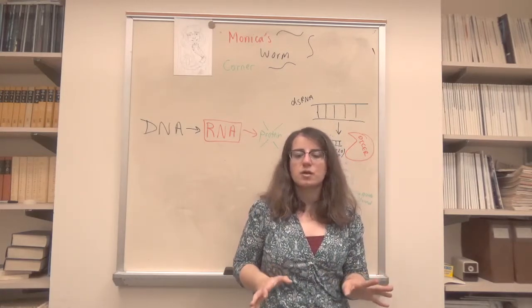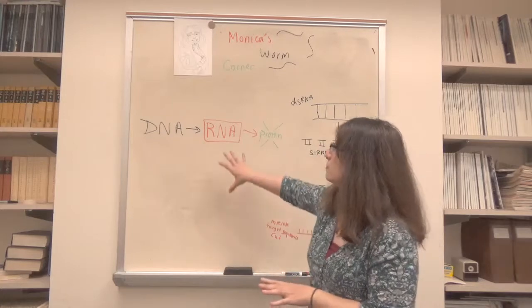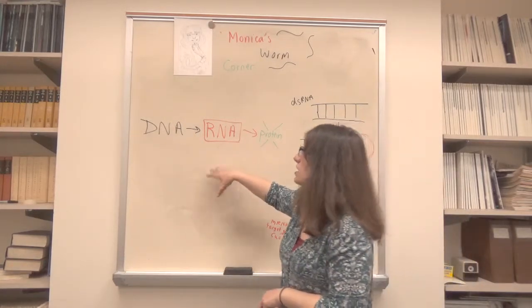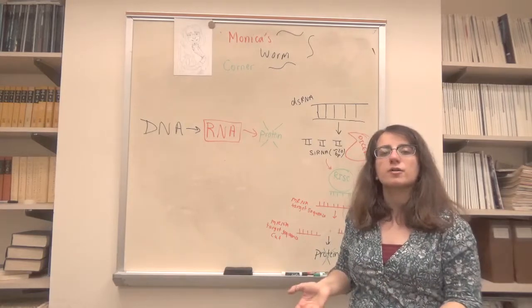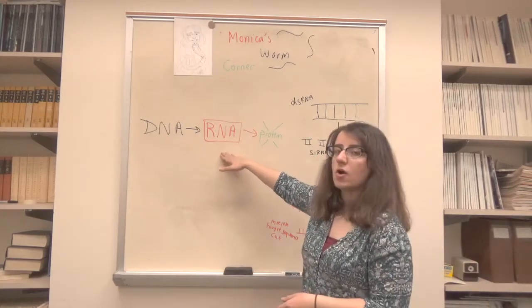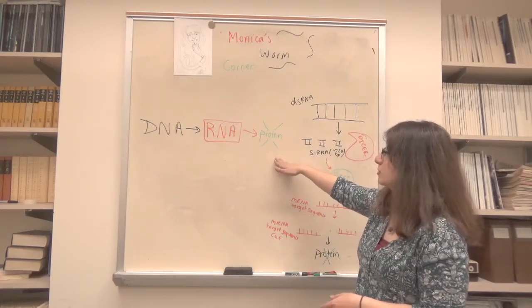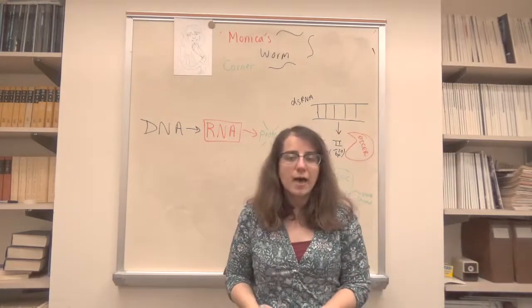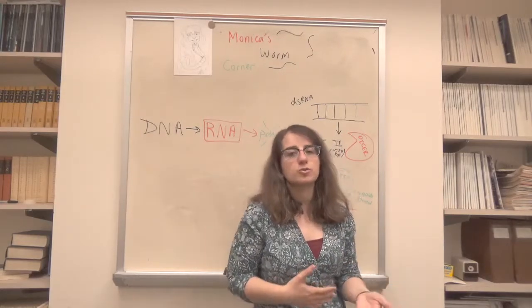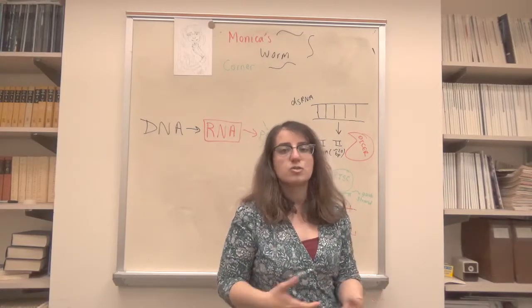And so I have drawn out the central dogma on the left-hand side of the board. And so the step that RNAi interferes with is this RNA step. And so what it does is it silences RNA so that the protein can't be produced. And so in our lab, how we conduct RNAi experiments is we feed double-stranded RNA to our worms.